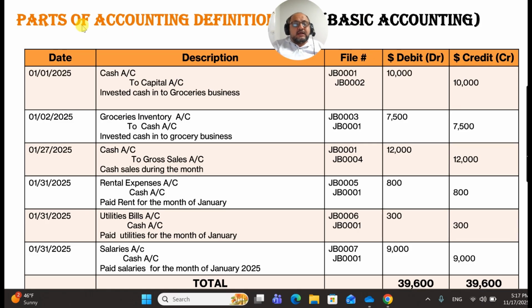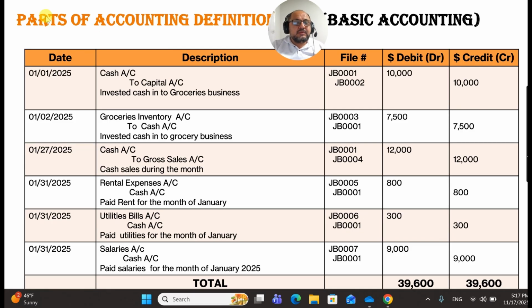This is a simple type of journal entry, which is called journal. We have another type of entry system, which is called cash book. It's my promise to you, maybe at the end of this chapter or in an upcoming chapter, I will teach you how to record these things.